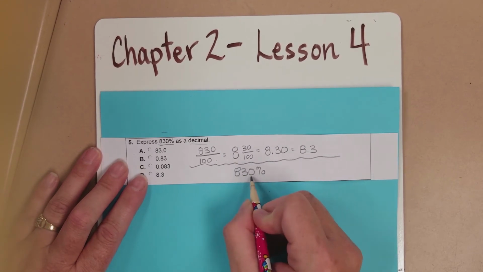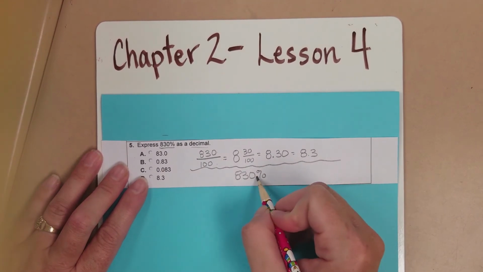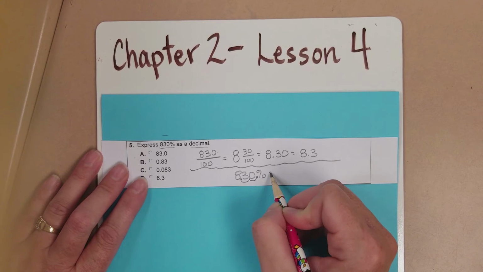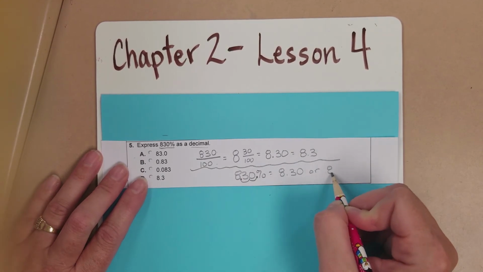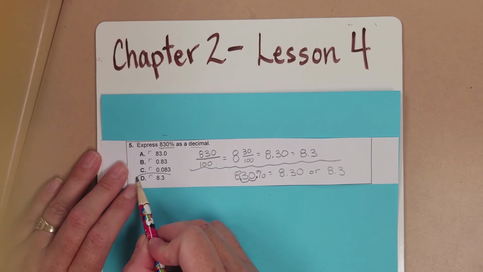830%. This is a whole number, so the decimal would be here in the percent. Then move the decimal to the left twice, 1, 2, and that would give me 8.30 or 8.3. And that is answer D.